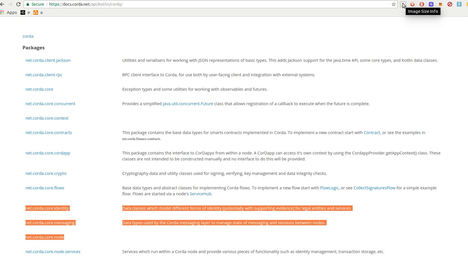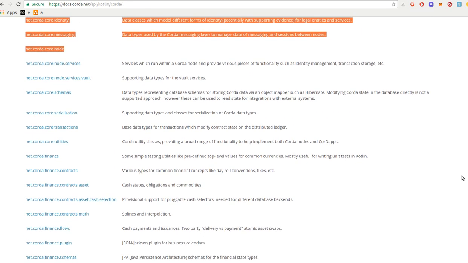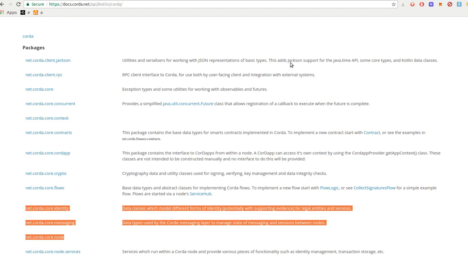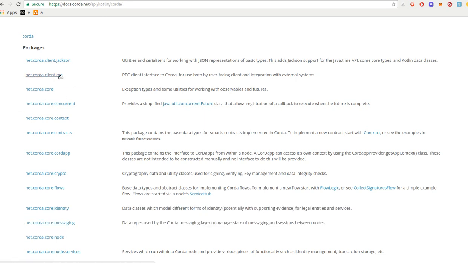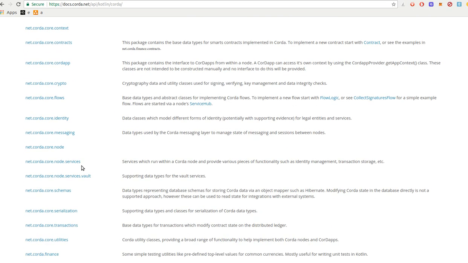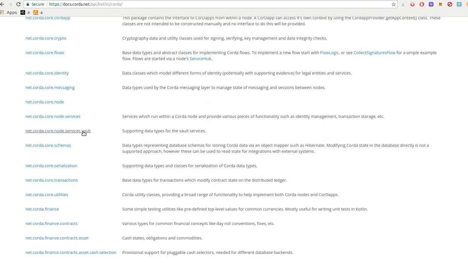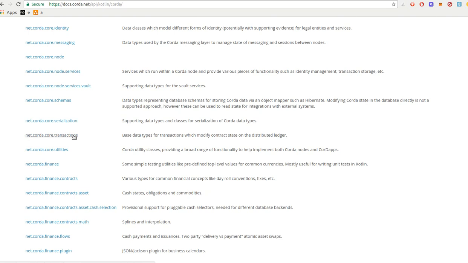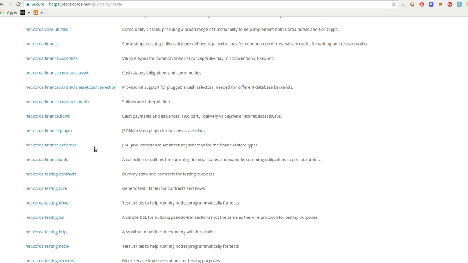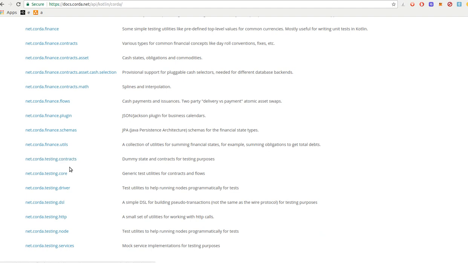Okay, so in this video I thought I would just go through some of the Corda stuff that I've been going through, just because there's quite a bit to it. So I'm starting off with this Kotlin Corda, and these are the packages. We can see we've got the core one, the RPC, contracts, the Corda and flows, node services, the vaults, transactions, and some testing ones down here.